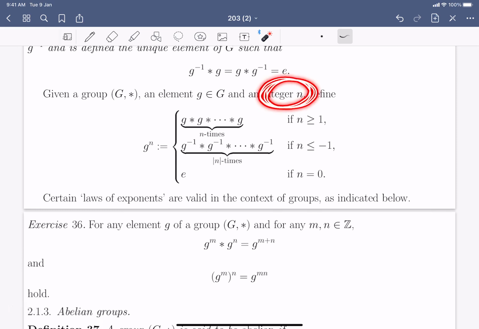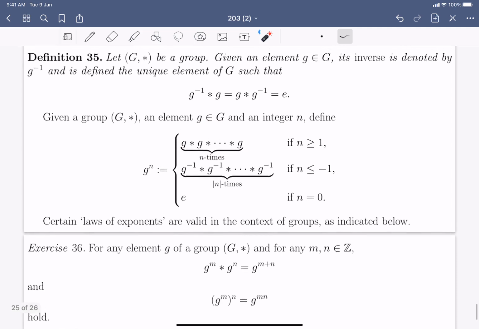So if you pick an integer n, it could be greater or equal to 1, it could be less than or equal to minus 1, or it could be 0. For that, g raised to n. Let me explain what is written here, and then I will explain the trouble. So g raised to n for n greater or equal to 1 is defined to be g star g star g taken n times.